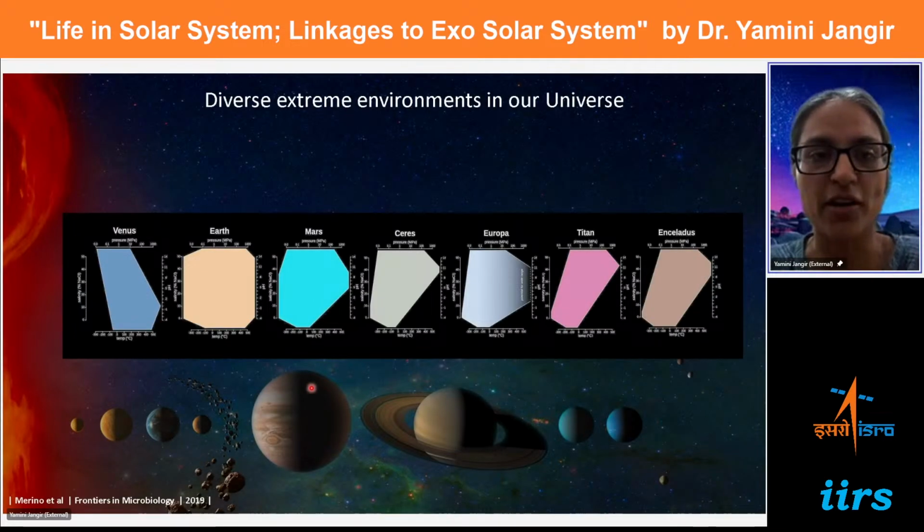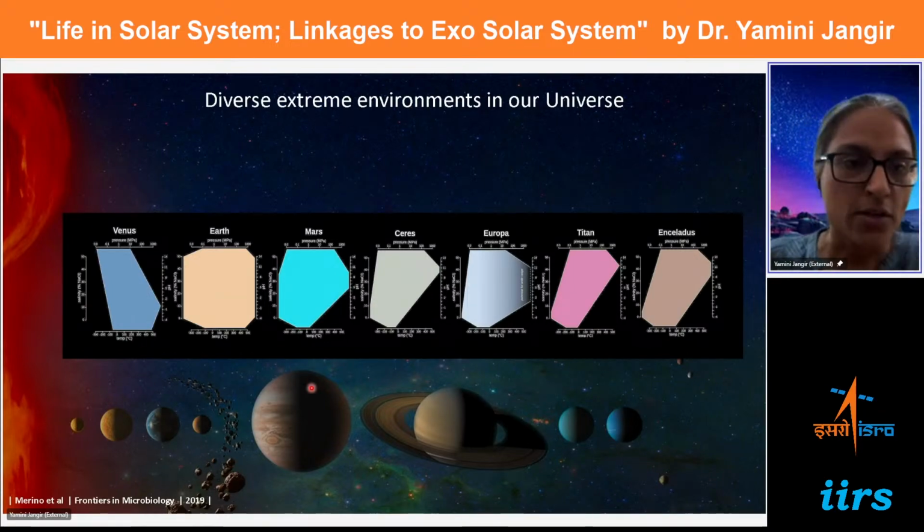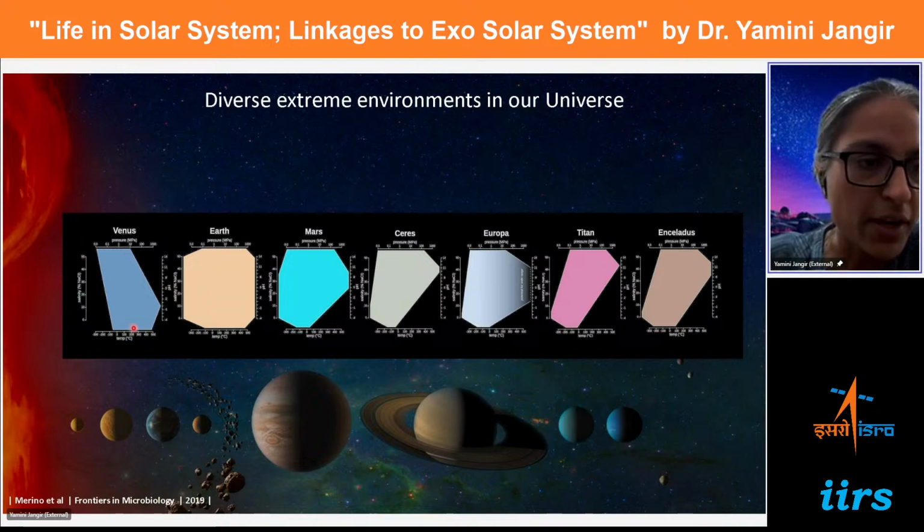And these kinds of diverse extreme environments are also present inside our universe, right? So we have Venus, which we do not know much about the salinity, and we have Earth, we have Mars, where salinity has been predicted.